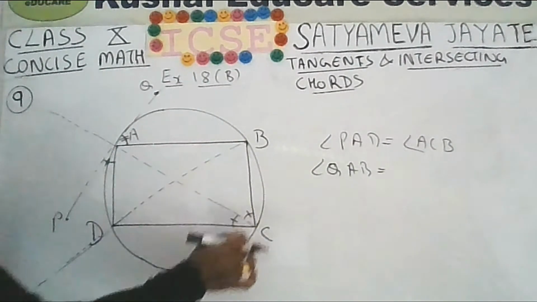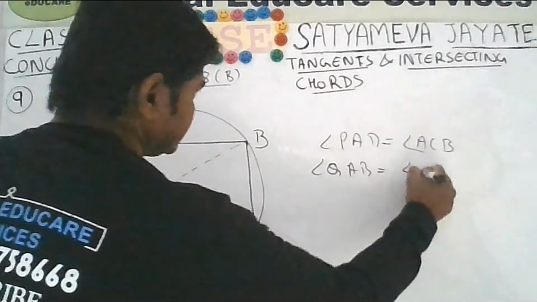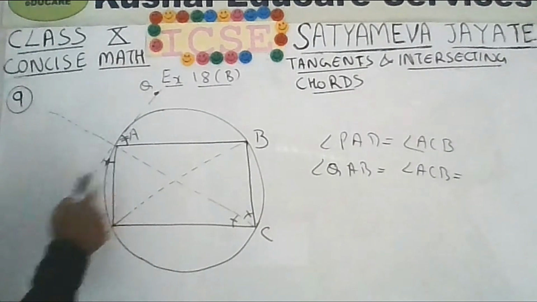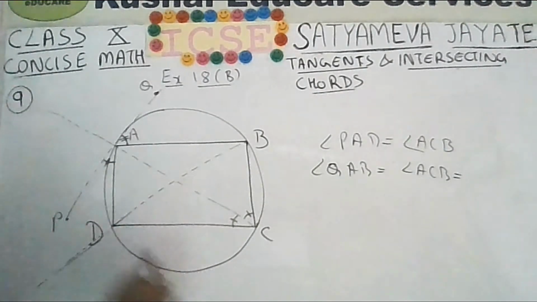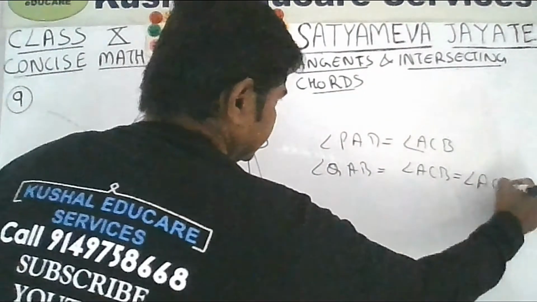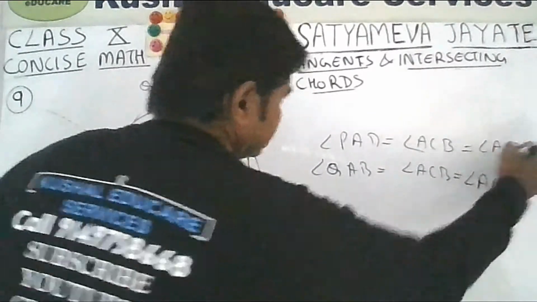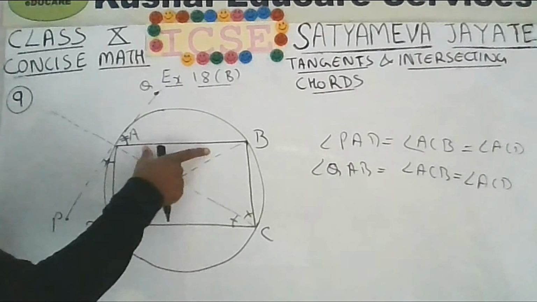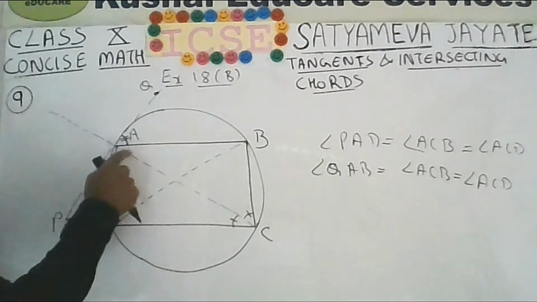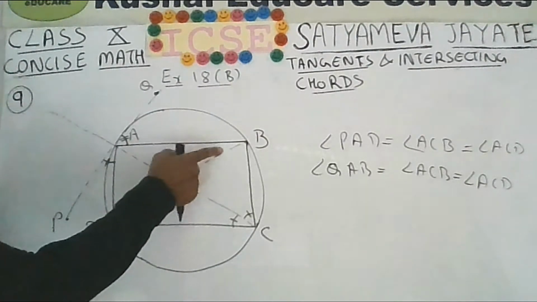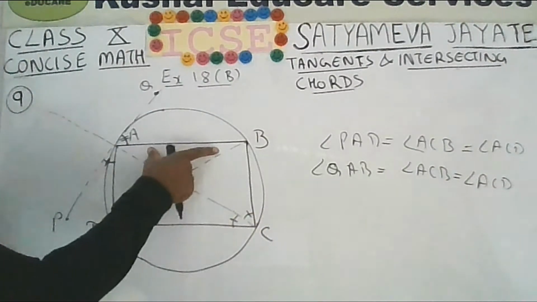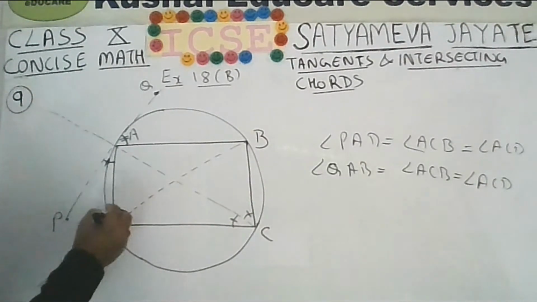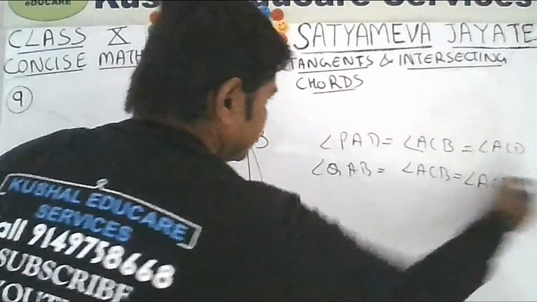So angle QAB will be equal to angle ACB, and ACB is the same as angle ACD. Here also it will be angle ACD because AC is the bisector. Another angle subtended by the same arc and chord AB: you can see here AB is subtending one angle ACB, and it is also subtending an angle ADB, this angle.